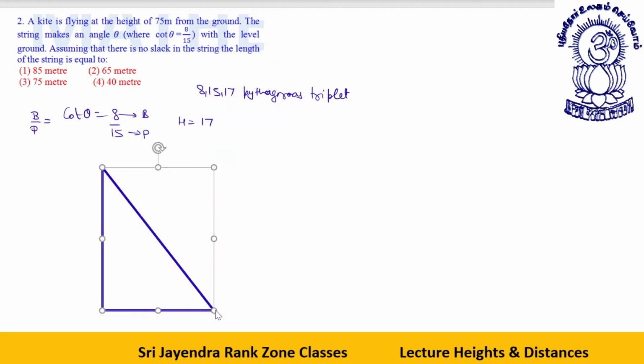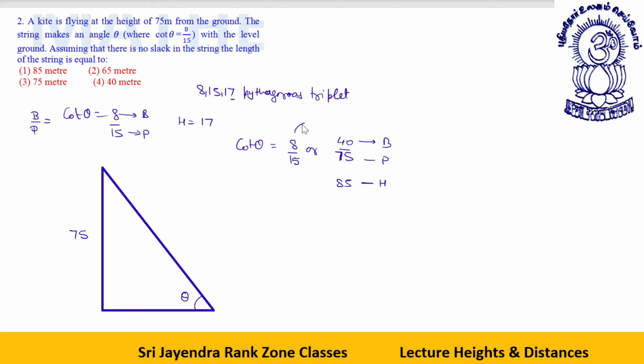See, this is like this. This is 75. Okay, this angle is theta. Cot theta is 8 by 15. I repeat again, cot theta is equal to 8 by 15. Or I can say, if you multiply this by 5, this is 40, this is 75, this is base, this is perpendicular. That way hypotenuse will be 17 into 5, 85. Okay, you multiply this entire by 5, so this becomes h is equal to 85.